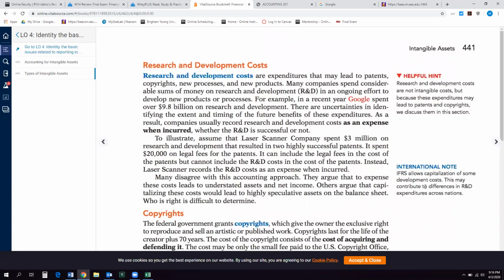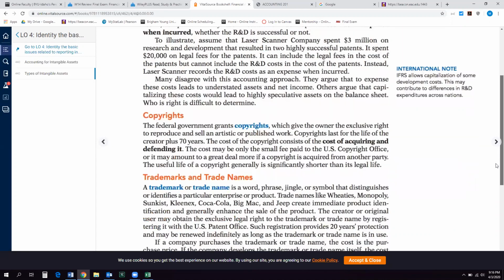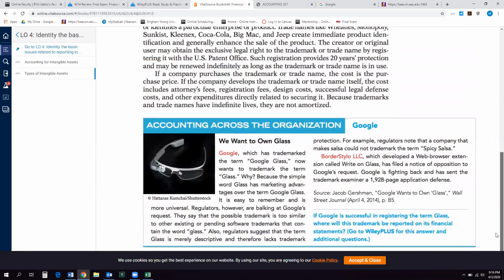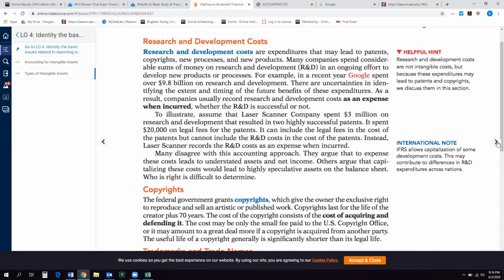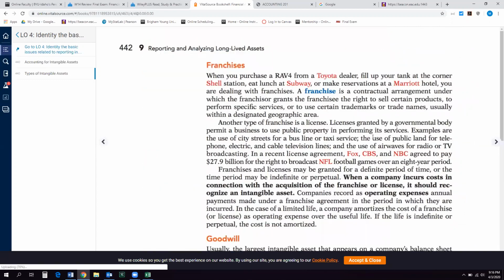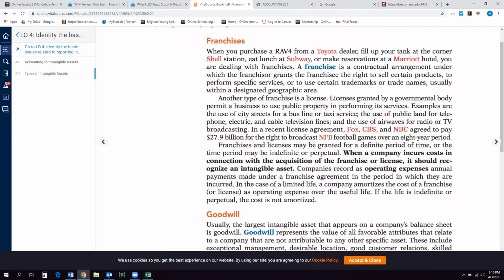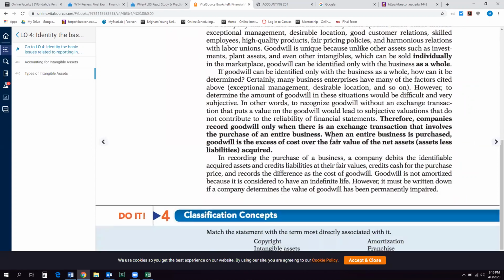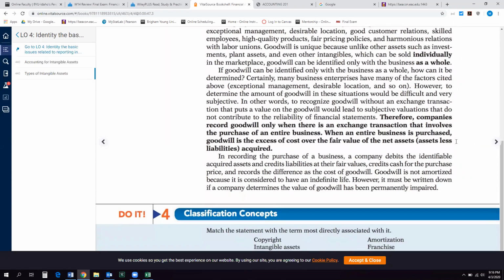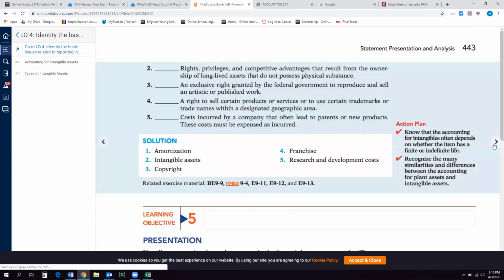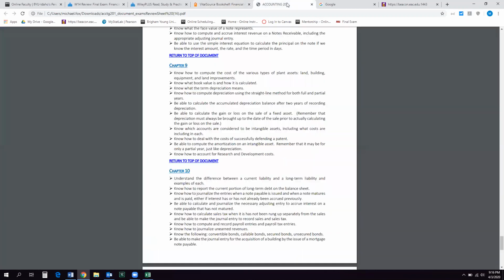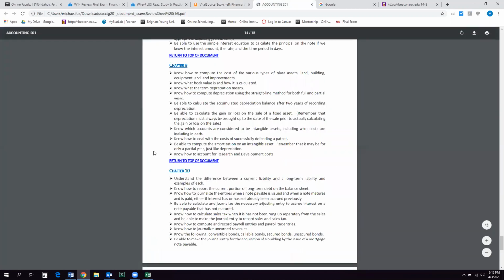Copyrights, again, those costs will be included, and then trademarks and trade names. So that's what they're listing in the book as intangibles, I think. Oh, no, they're doing a couple others: franchise rights, goodwill, and so forth. So you might want to read through that section, because it's apparently not enough just to know what they are. It says including what costs are included in each.